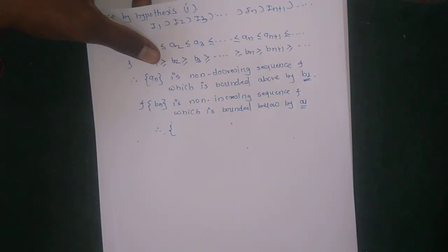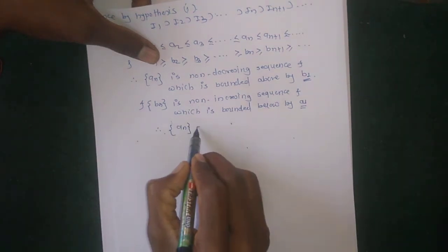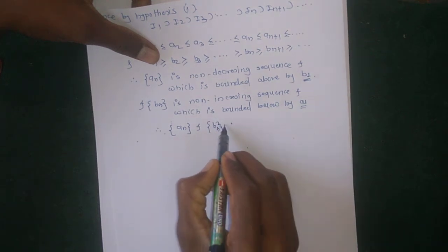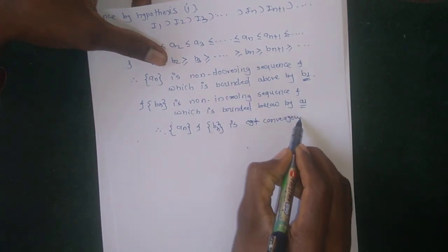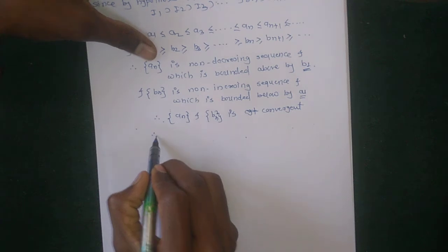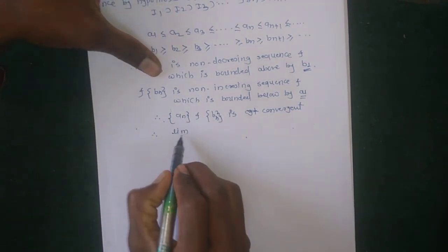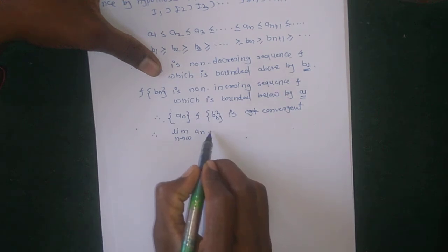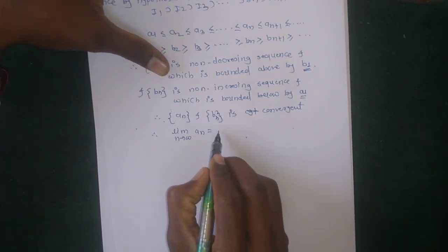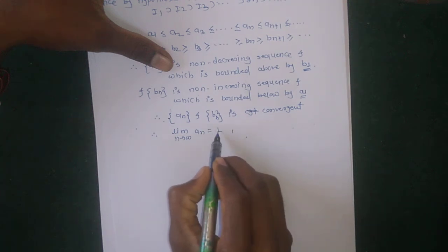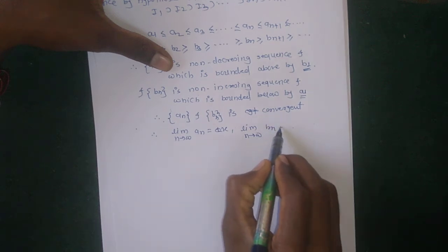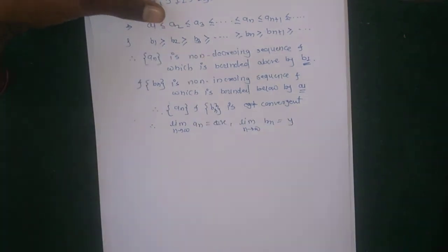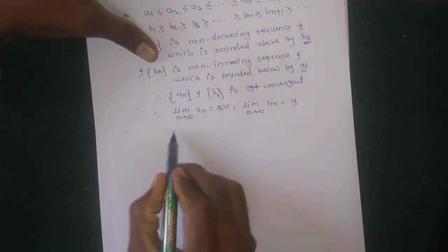Therefore, by using the result that any non-decreasing sequence bounded above is convergent, and any non-increasing sequence bounded below is convergent, the sequences An and Bn are convergent. Therefore they have limits. Suppose the limit as n tends to infinity of An is x, and the limit as n tends to infinity of the sequence Bn is y.